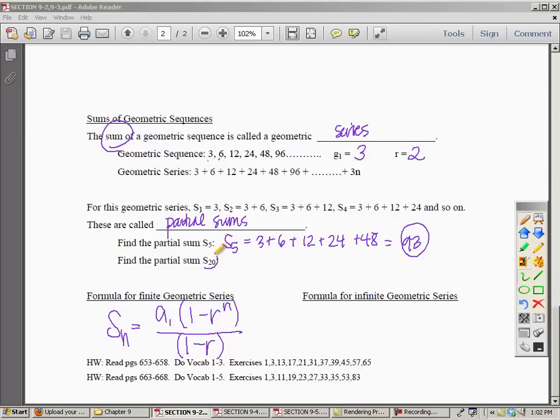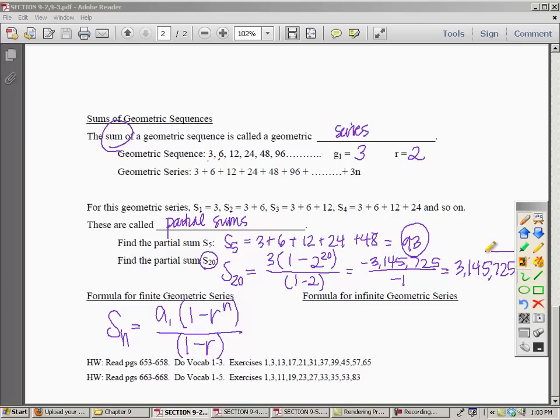So, let's go up and use that for the 20th term. The sum of 20 terms, my first term is 3, times 1 minus, my ratio we said was 2 to the 20th, because that's how many terms we're adding up, over 1 minus 2. What I might suggest to you is you do the top first. You get negative 3,145,725. All over bottom is negative 1. So 3,145,725. Again, this equation should seem familiar to you as well because we did that.